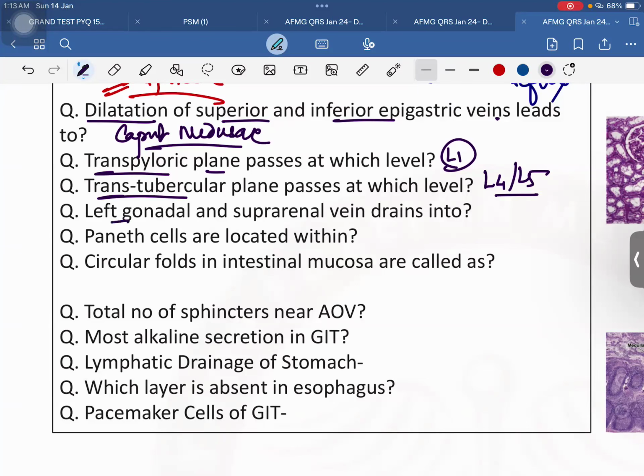Then the left gonadal and the left suprarenal vein, beta. The left gonadal, that is the ovarian or the testicular. So the left gonadal and the left suprarenal vein, both of them drain into the left renal vein, beta. So please remember, the right-sided gonadal vein and the right-sided suprarenal vein directly drain into the inferior vena cava, but the left gonadal vein and left suprarenal vein first drain into the left renal vein, which then in turn drains into the inferior vena cava.